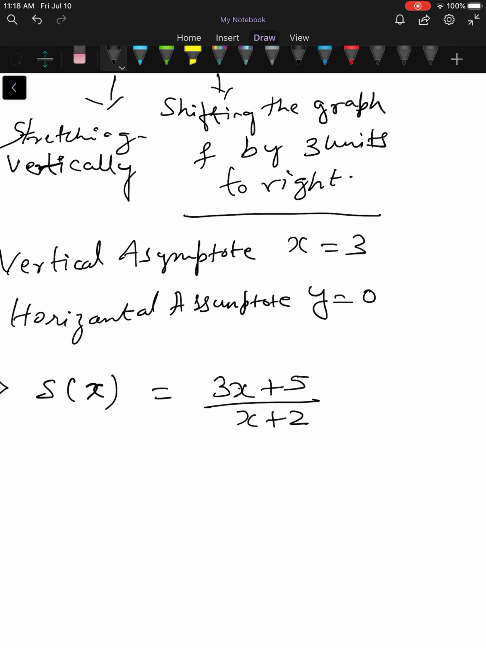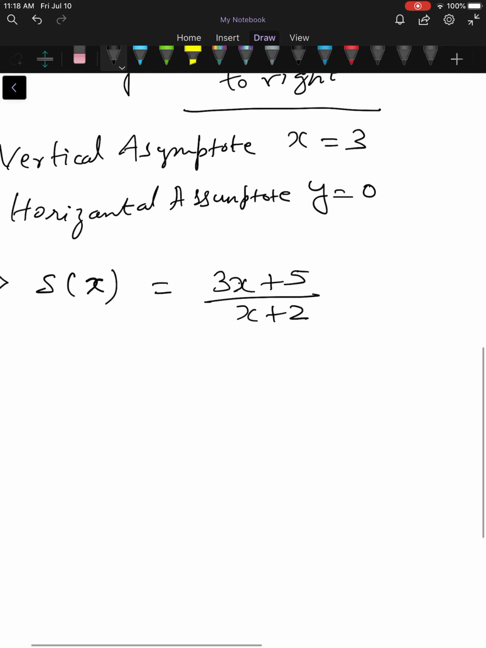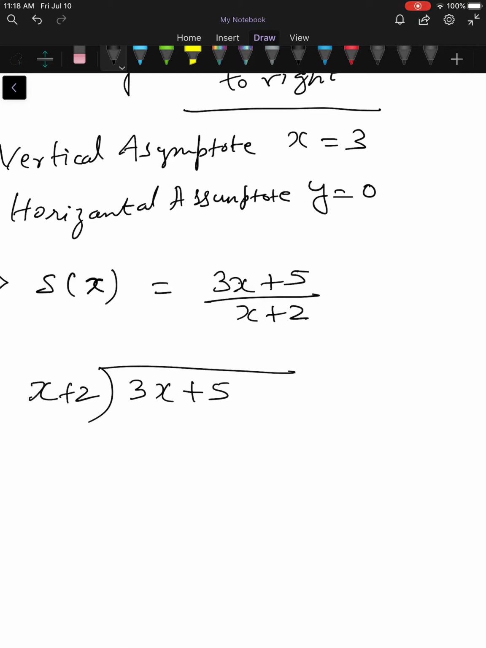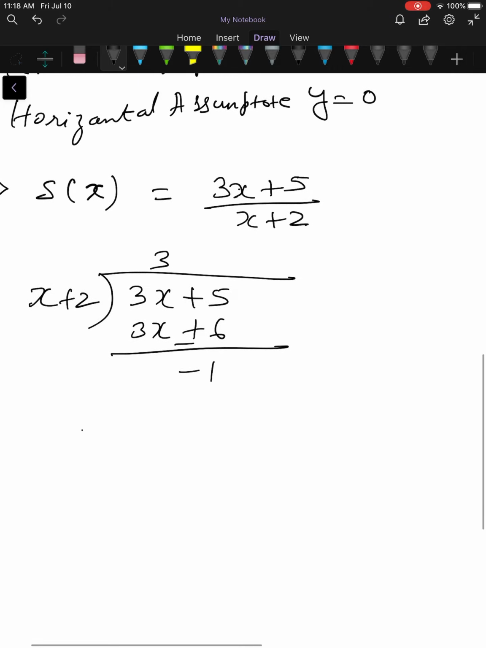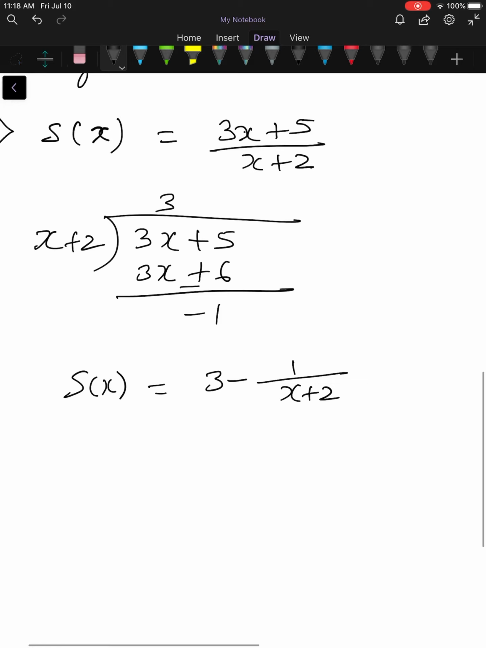Upon long division, let us do the long division. 3x plus 5 is divided by x plus 2, so you get this to be 3x plus 6. So the remainder is nothing but -1, correct? So how can you write s of x in terms of using the division algorithm? You can write it as 3 minus 1 over x plus 2. So rewriting the terms, this can be written as -1 over x plus 2 plus 3, correct?